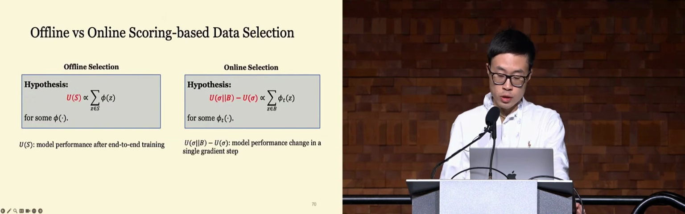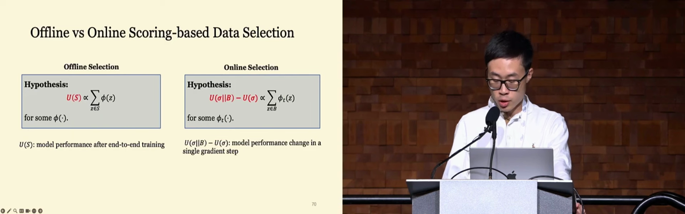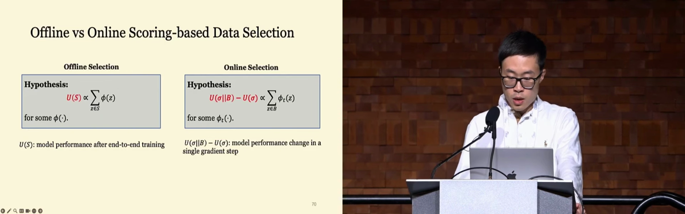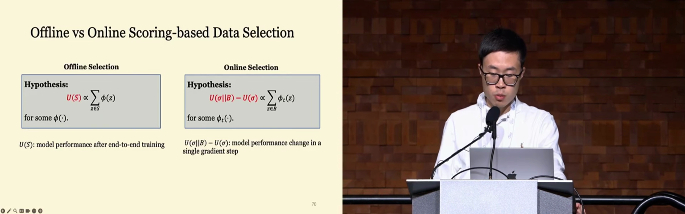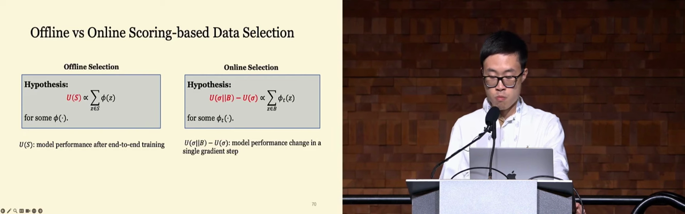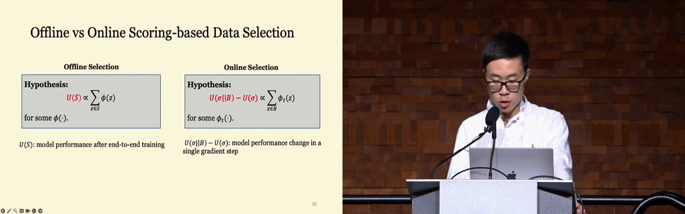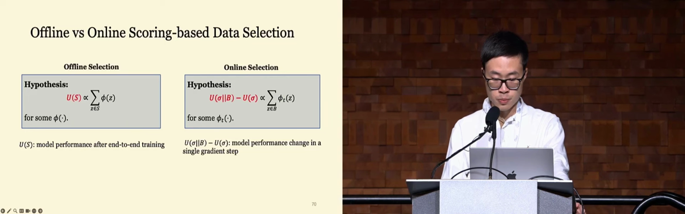If we allow for quadratic terms, then we can additionally capture the interactions between examples within our batch. Many of the approaches mentioned in the second part of the tutorial by Ruoxi fall into this category, like the loss- or gradient-based online selection.